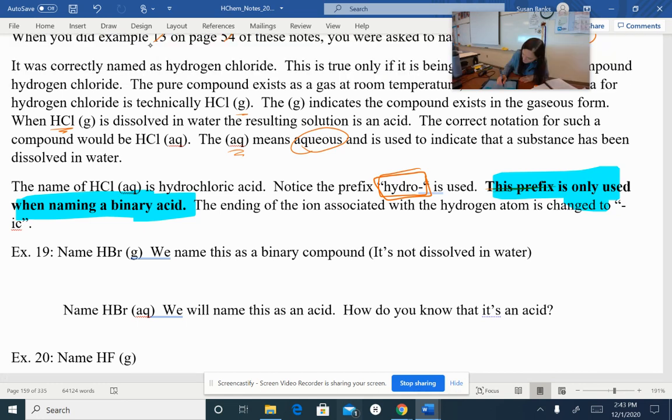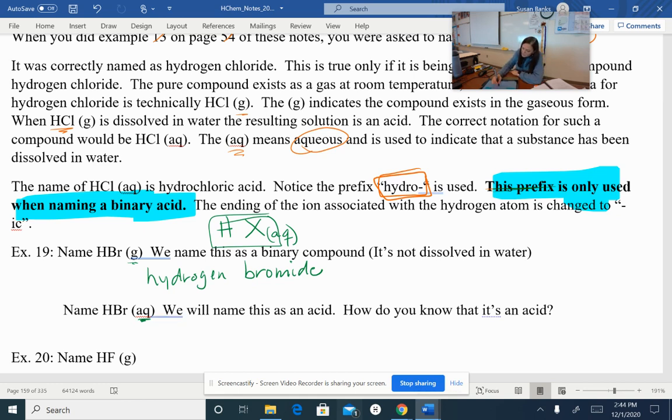We will have an element that is preceded by a hydrogen, okay? And it will usually have an AQ by it. So we always start with hydro for this. So HBr gas is not dissolved in water, so we would name this hydrogen bromide, okay? But if I take this and I dissolve it in water, I have to name it as an acid.